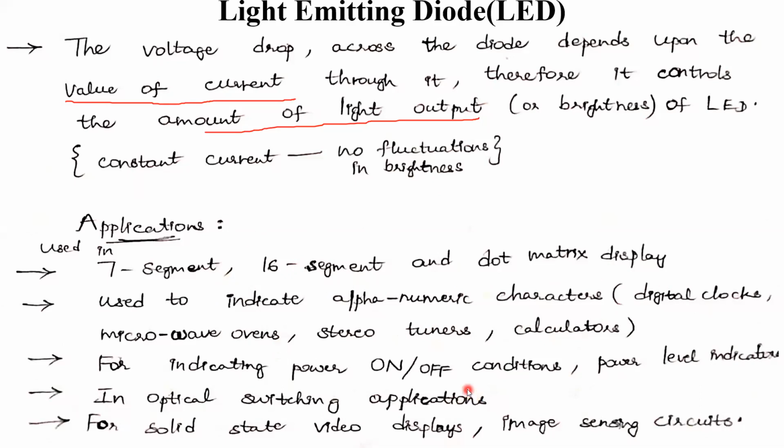Also for indicating power on and off. If power is on, we can obtain the LED indication. If it is off, there is no glow of the LED. Also power level indications. In optical switching applications and optical fiber applications, these LEDs are mainly used. For solid state video displays, in video display also we can use these LEDs. Image sensing circuits, these are the applications where we come across these LEDs.